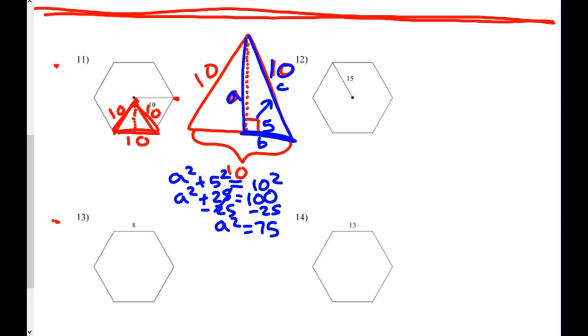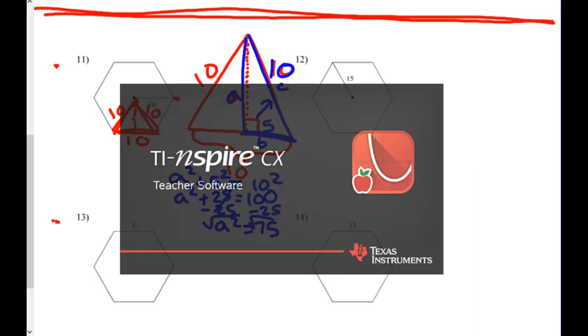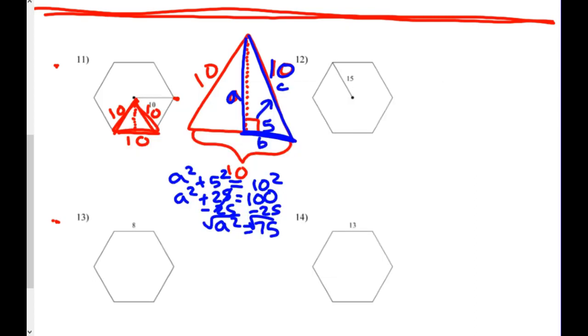And when we do the square root, we're not going to do a factor tree. We're going to actually get the decimal, because we're writing this down. Yeah? So, square root is 75.